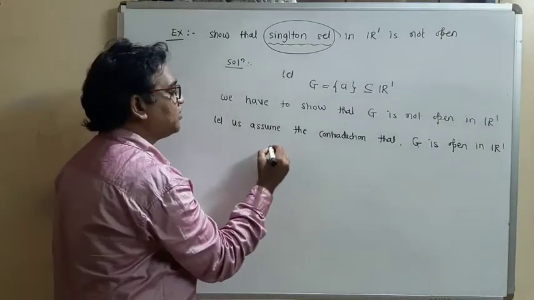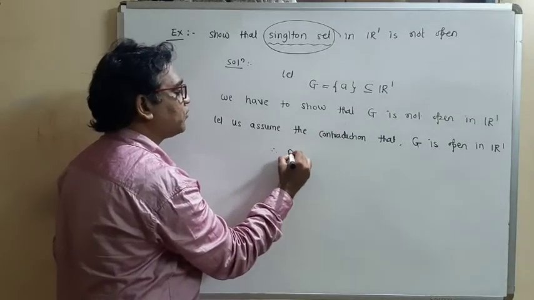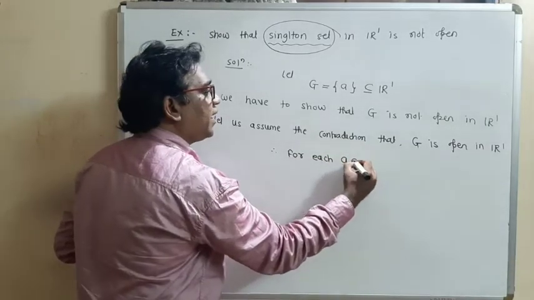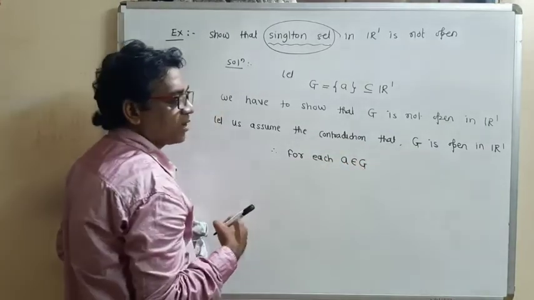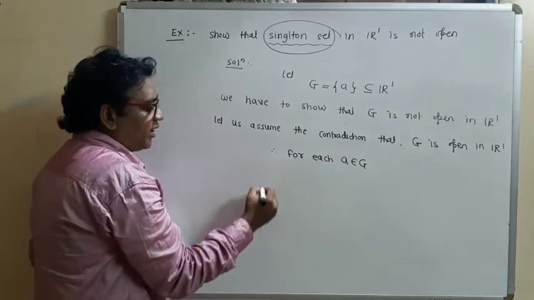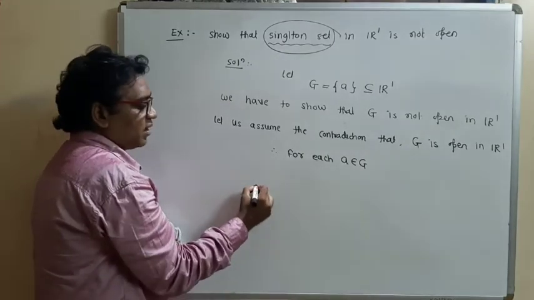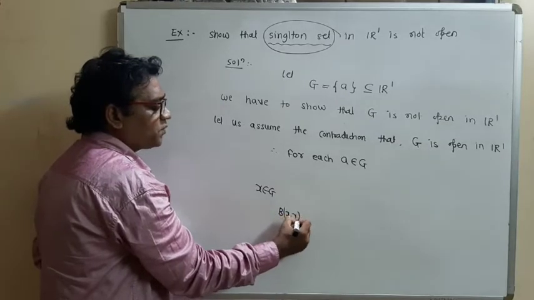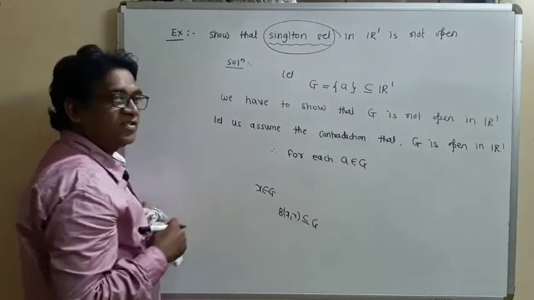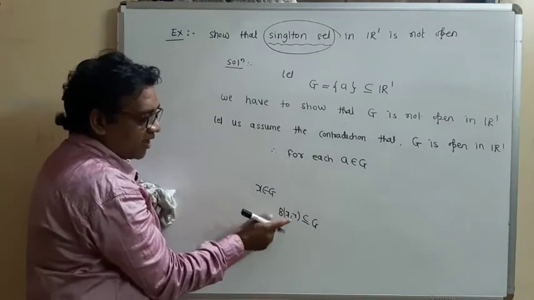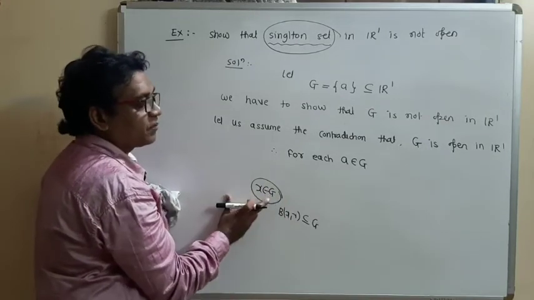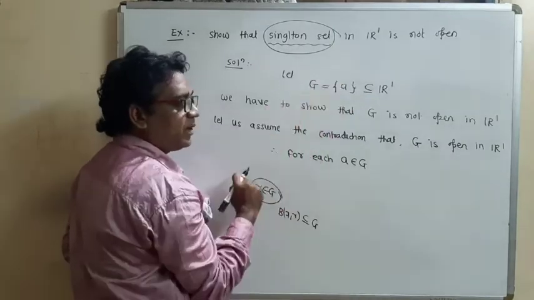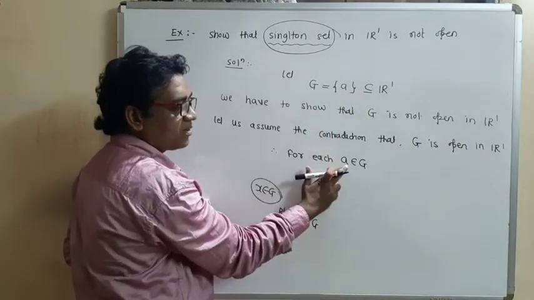So what is the definition of open set? Therefore, for each a belongs to G. Now we have written this definition like this: for each x belonging to G, we have to find some open sphere B(x, r) which is contained in G, where x is the element of G. Now this G is a singleton set, it contains just one element. So that's why we have taken just the element a.